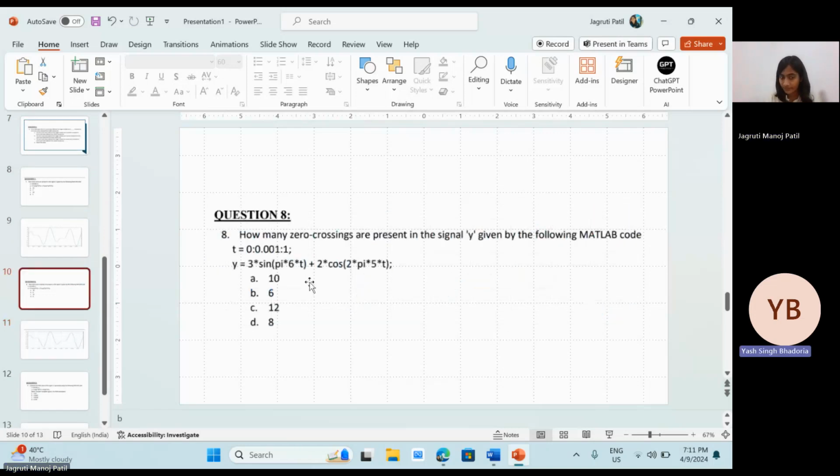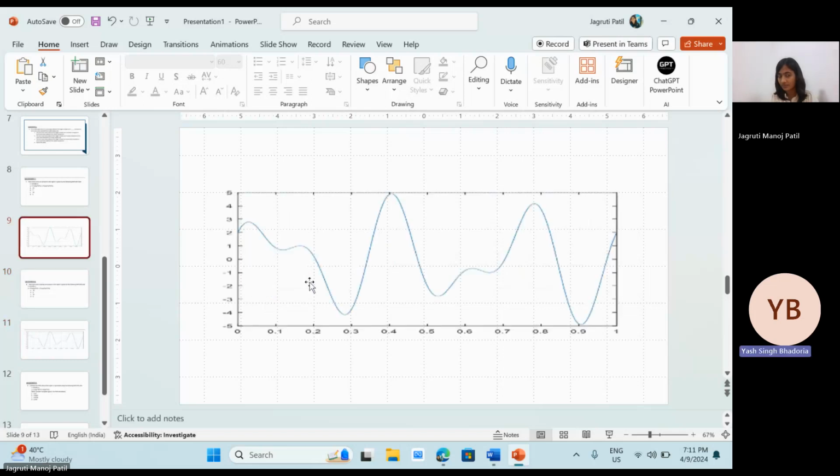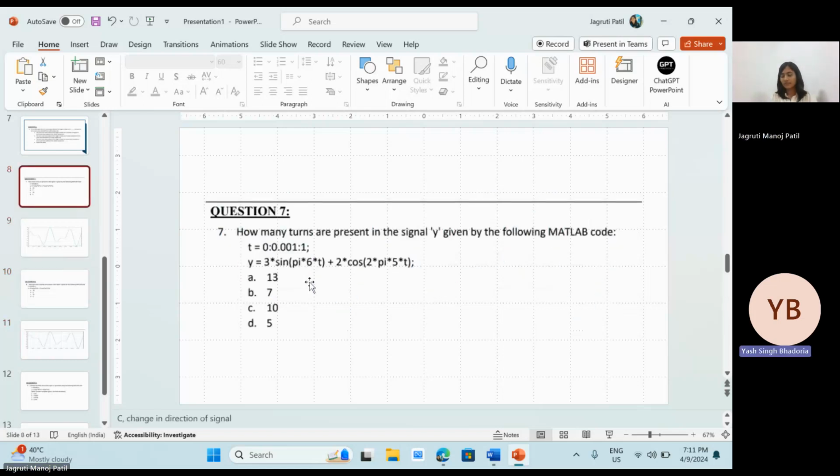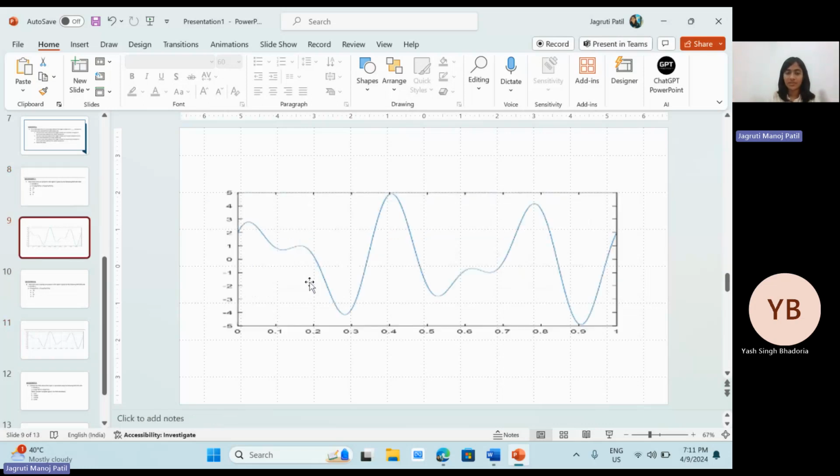Can we see the previous question, like how you determine the turns there? So by the number of turns. First this turn you have, then this turn, then this turn, this turn, this turn, this and this one. So if you count it, this is 1, 2, 3, 4, 5, 6, 7, 8, 9, and then this one, 10.